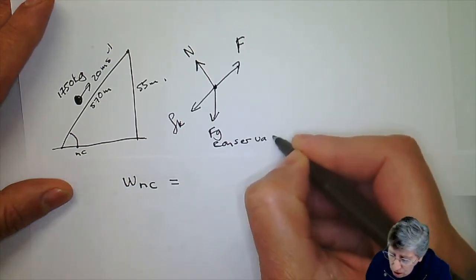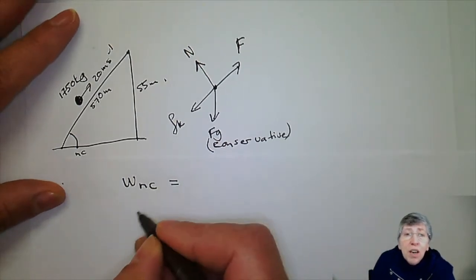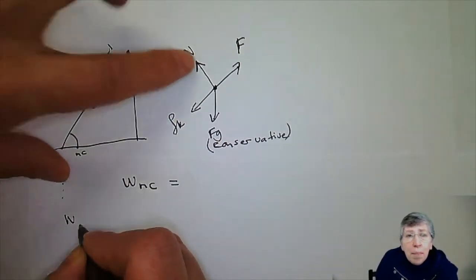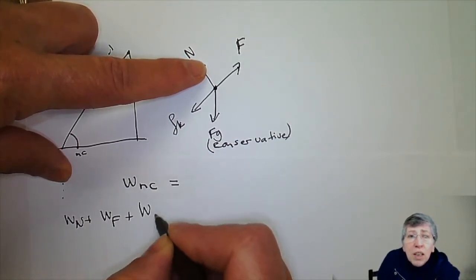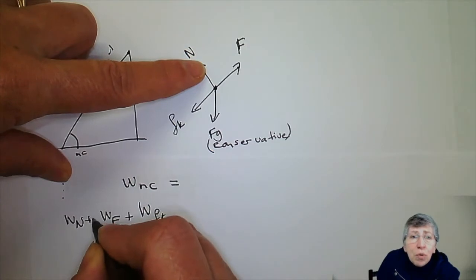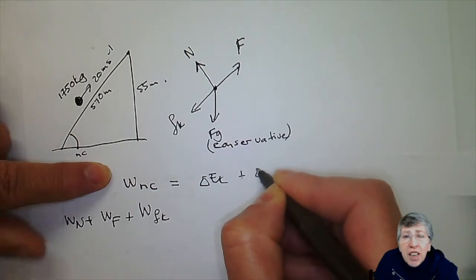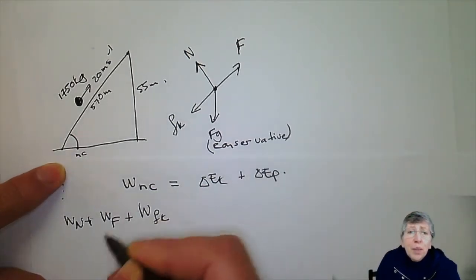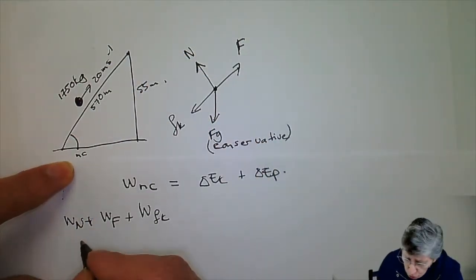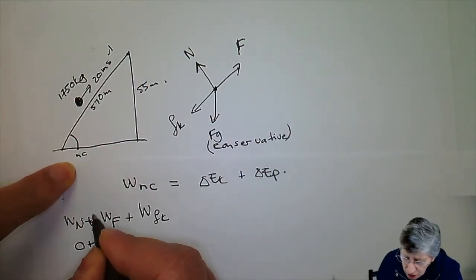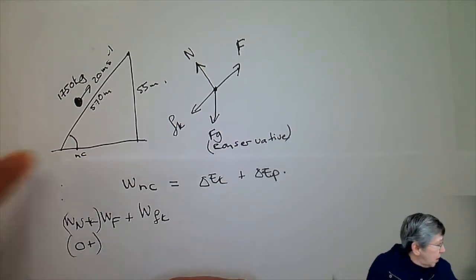If it's a conservative force, I'm going to ignore that when I work with non-conservative. So this is actually the work done by the normal force plus the work done by the applied force plus the work done by the frictional force, and that is equal to change in kinetic plus change in potential. Now, remember the normal force is perpendicular to the motion, so that normal force will be 0, and you don't have to show it. Strictly, you can leave that out.